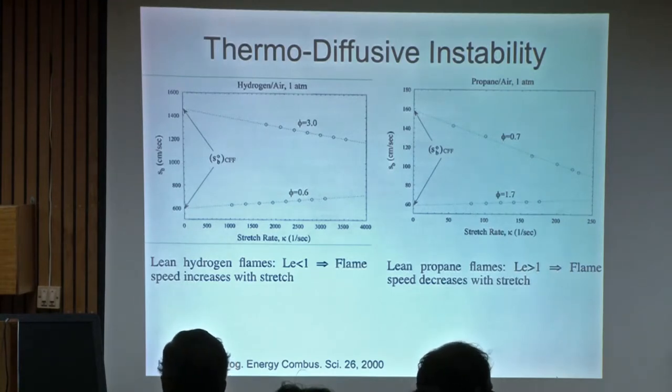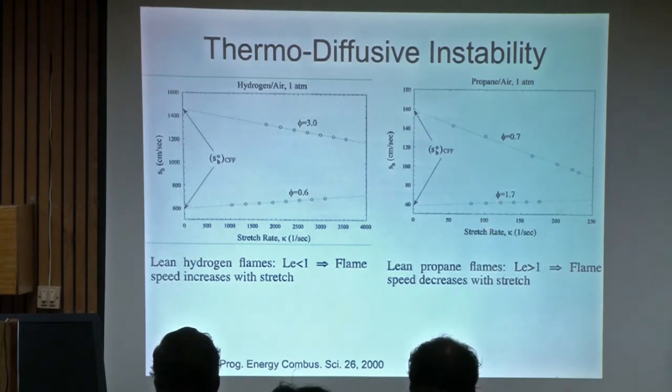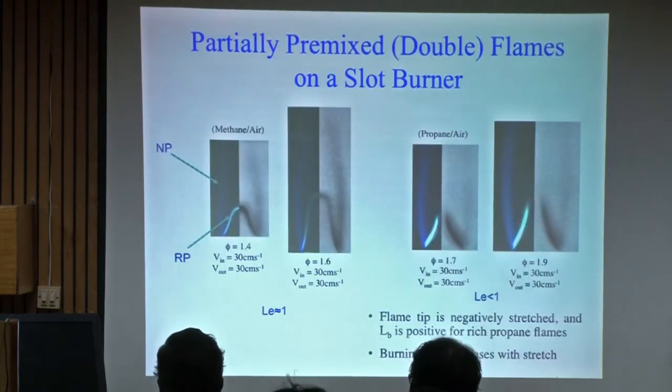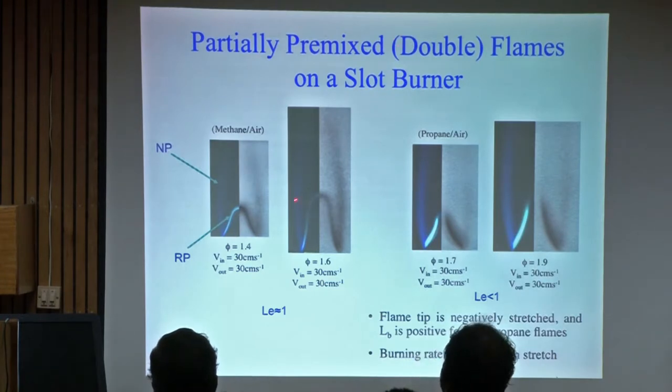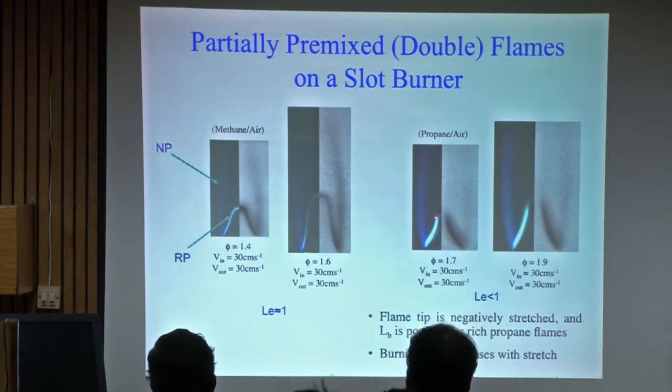Then there are some other effects also. So for lean hydrogen flames, flame speed increases with stretch. Lean propane flames, it decreases with stretch. Okay, this is the effect of stretch on extinction.